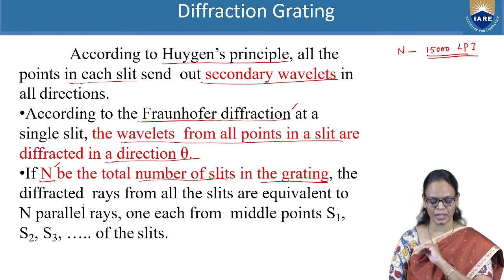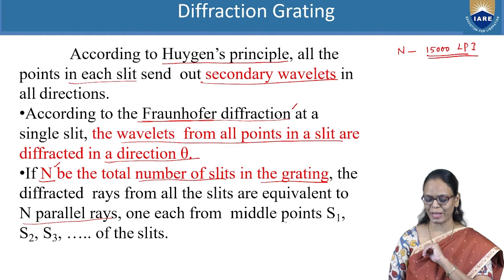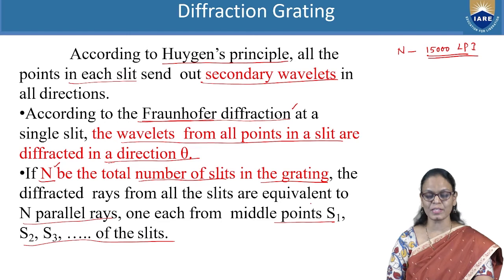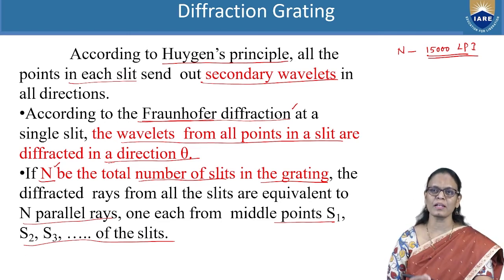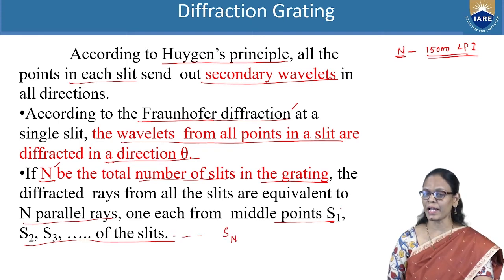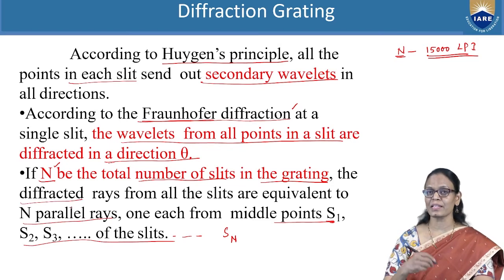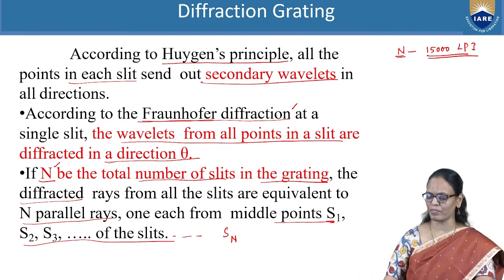The diffracted rays from all the slits are equivalent to N parallel rays, one from each middle point of S1, S2, S3 and so on. So S1, S2 and S3 are the sources arising due to N number of slits. So we consider N number of sources, S1 up to Sn. All the rays coming from these sources will undergo diffraction, and then the secondary waves will interfere and we get the pattern.